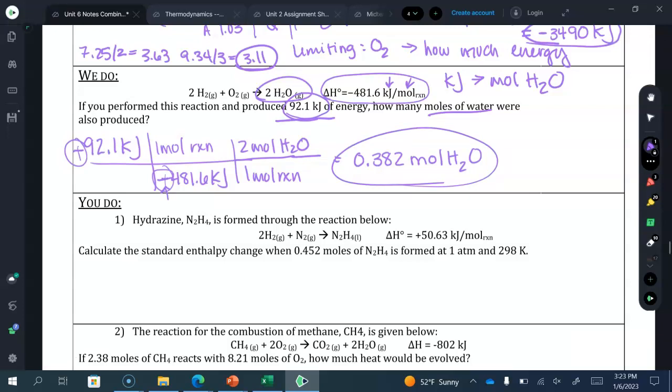For energy, a negative or positive sign indicates if it's moving into or out of your system, if it's gained or lost. However, for the amount of matter, you can't have negative amounts of matter.